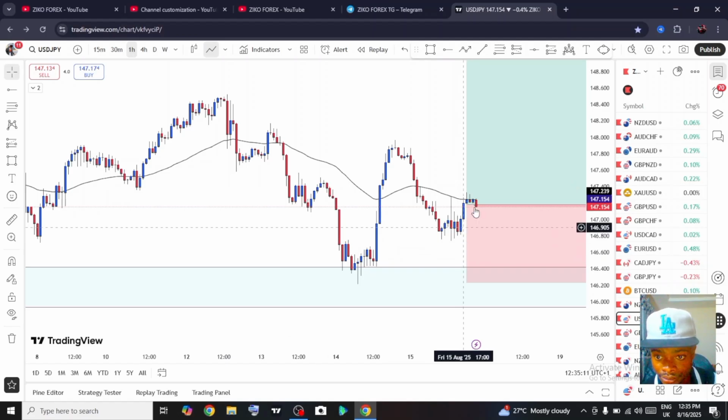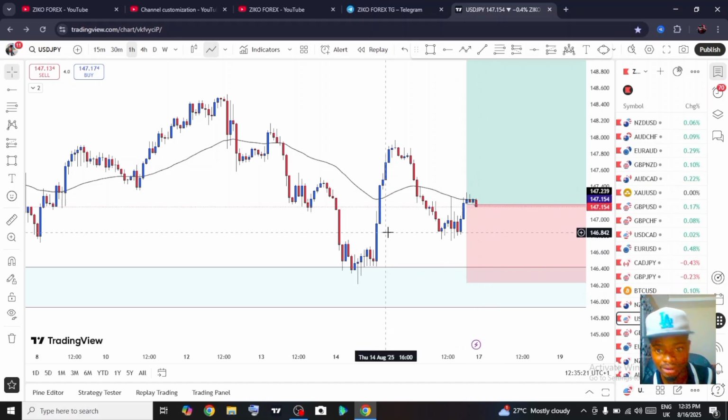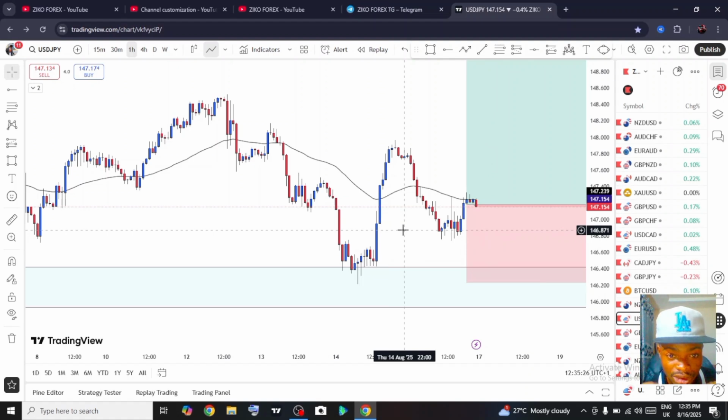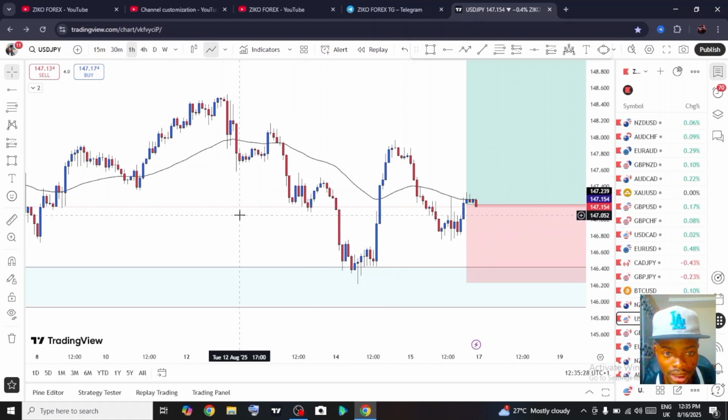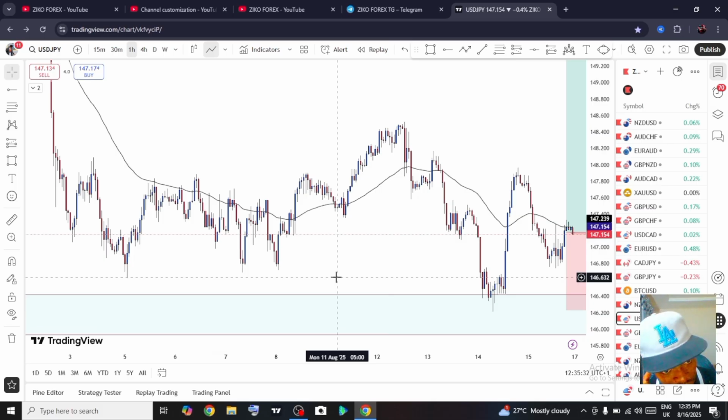That's what I think. The only thing that is a turn off for me is that we are still under the EMA, and this looks like an engulfing candle right here. So it might actually have a retracement. But this trade actually looks good. It's a little bit risky, yes, but let's see how we are going to join this trade if we are going to be in.